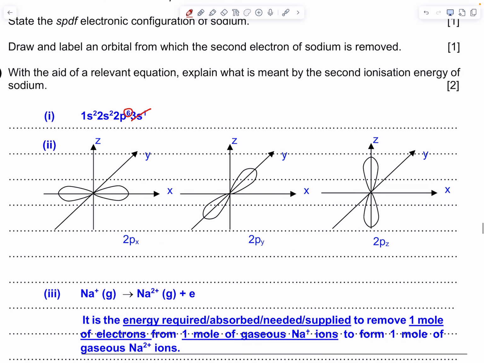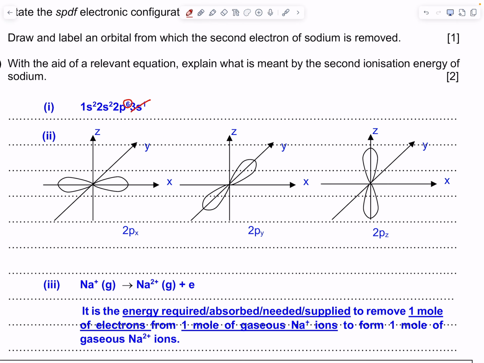Now the definition is also another issue, because you only wrote 1 mole of gaseous ions removed. Alright? 1 mole of electrons removed from 1 mole of gaseous sodium ions. Some of you just defined it as second IE, but you never made a reference to sodium, because the question states what is meant by the second ionization energy of sodium. They are asking you that. Okay?